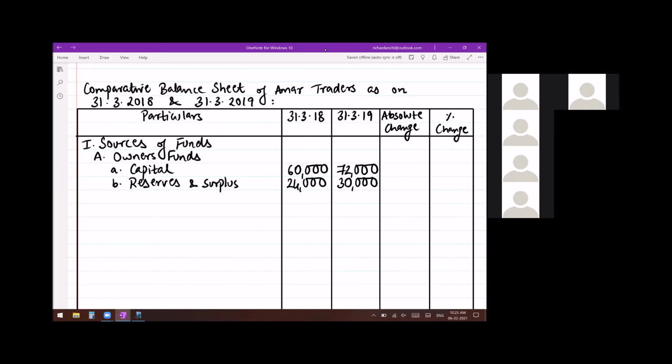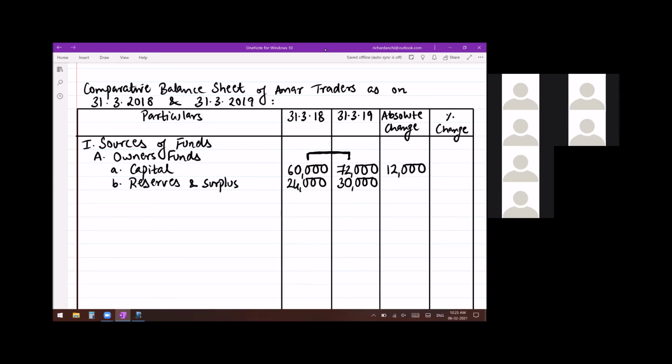Firstly, absolute change, which means change in amount. Tell me, capital, has it increased or decreased? Have a look and tell me. From 60, it has become 72. Capital has increased, but by how much? Calculate and tell me. In amount, how much has it changed? 12,000, right? In the absolute change column, 12,000.